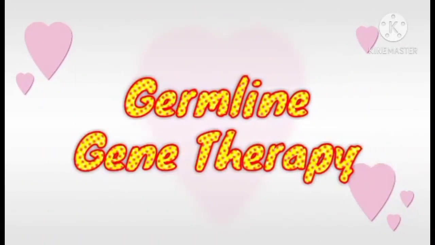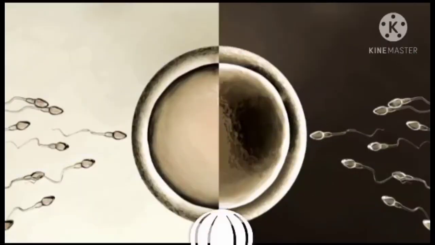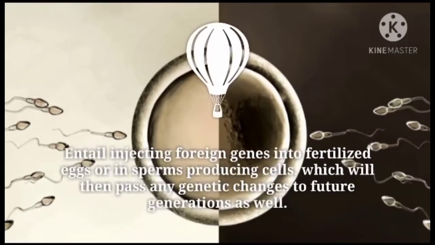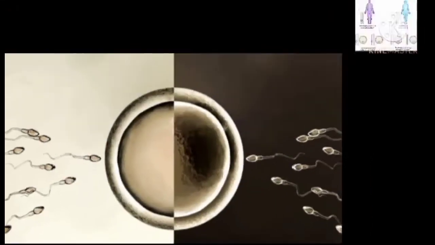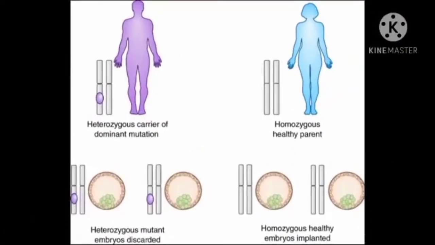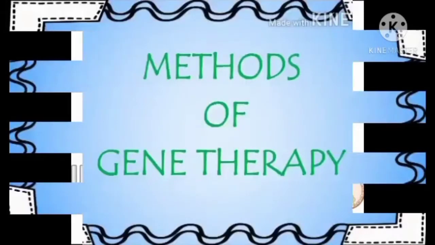The second is the germline gene therapy. This entails injecting foreign genes into fertilized eggs or into sperm-producing cells, which will then pass any genetic changes to future generations as well. It takes place in the reproductive cell. It involves the genetic modification of germ cells that will pass the change on to the next generation.